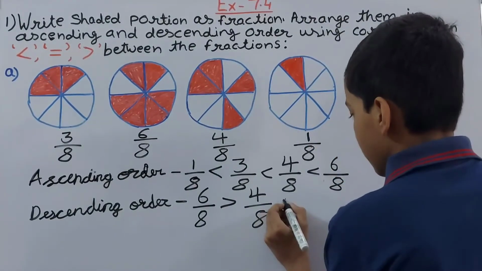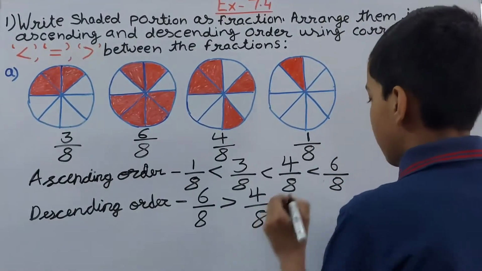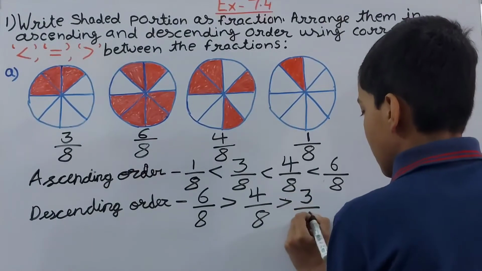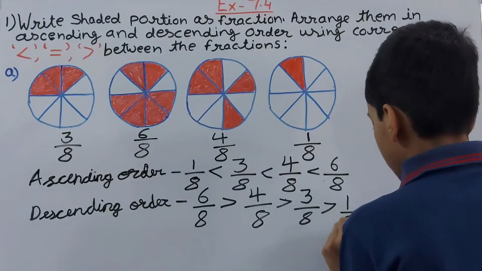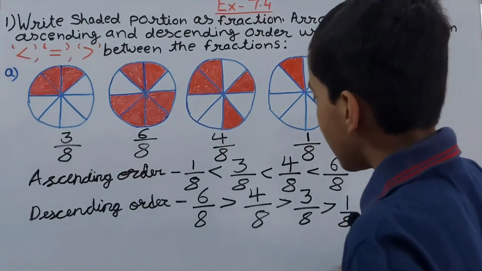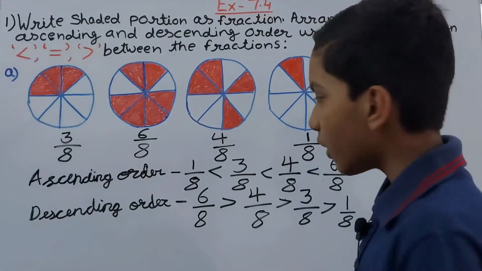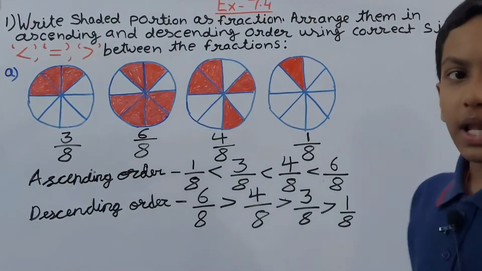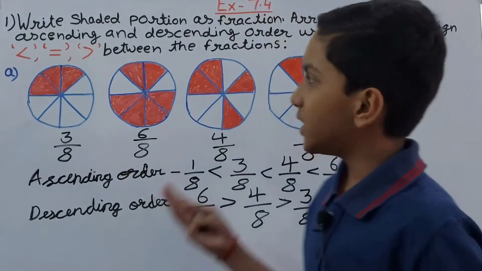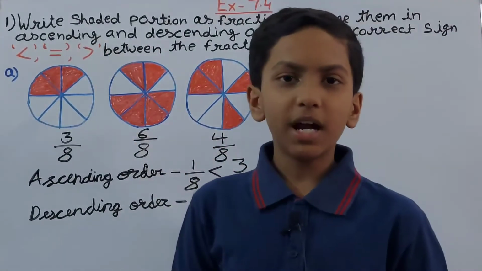Okay, now again this sign here, then we will get 3 upon 8, and then the smallest one is 1 upon 8. So as you can see here, we have written the descending order: 6 upon 8, 4 upon 8, 3 upon 8 and 1 upon 8. And friends, this is the A part of this question.